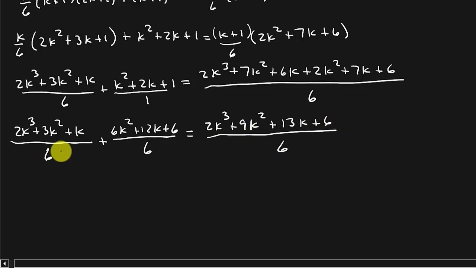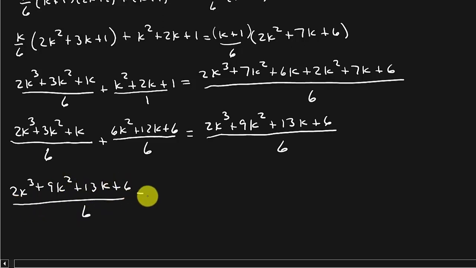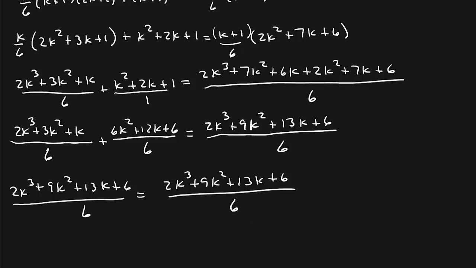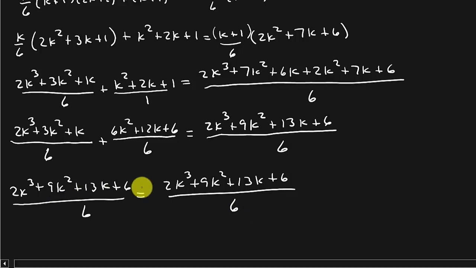And now we'll combine these two fractions. So all I have to do is compare the numerators. So that's 2k cubed plus 9k squared plus 13k plus 6, all over 6, equals 2k cubed plus 9k squared plus 13k plus 6, all over 6. All right, so look at this. I've shown that those two sides equal the same thing, so that proves it.